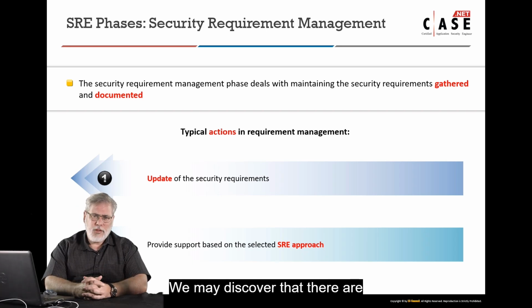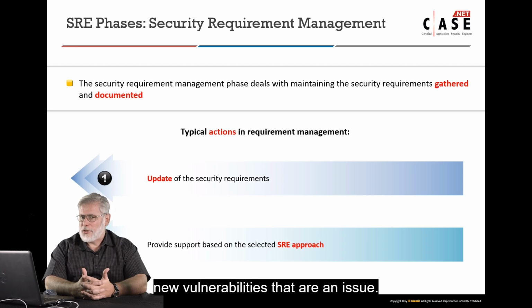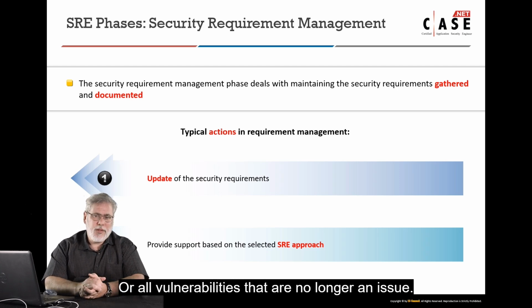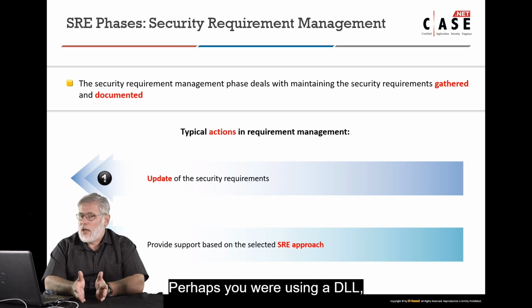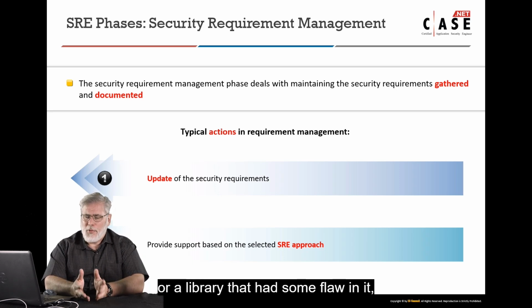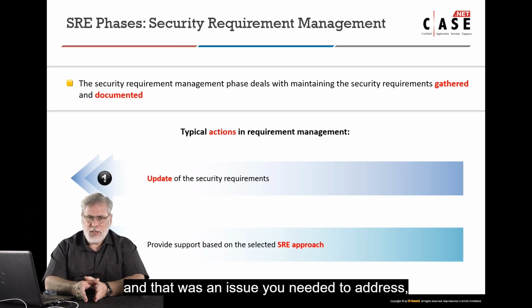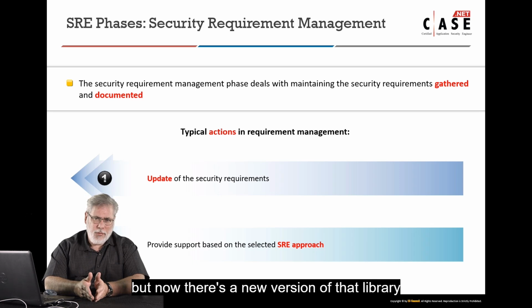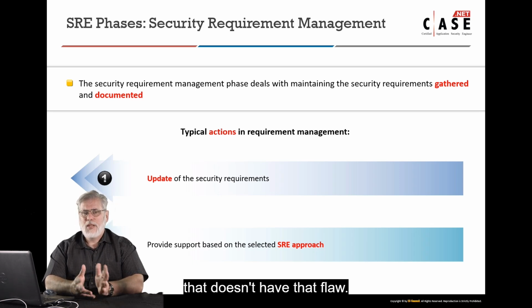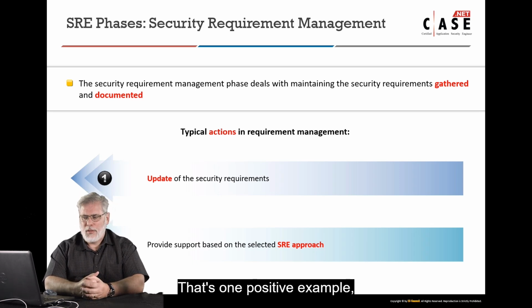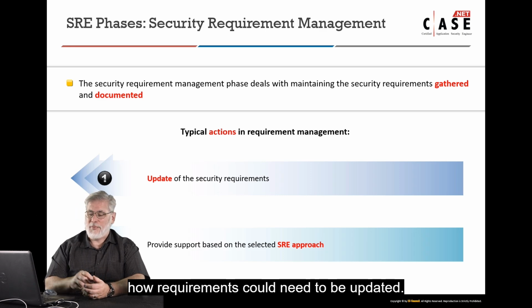We may discover that there are new vulnerabilities that are an issue, or old vulnerabilities that are no longer an issue. Perhaps you were using a DLL or a library that had some flaw in it, and that was an issue you needed to address, but now there's a new version of that library that doesn't have that flaw. That's one positive example how requirements could need to be updated.